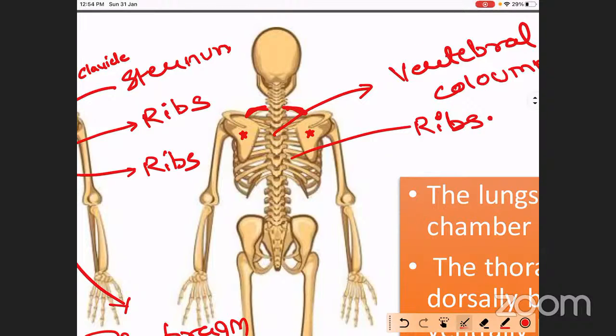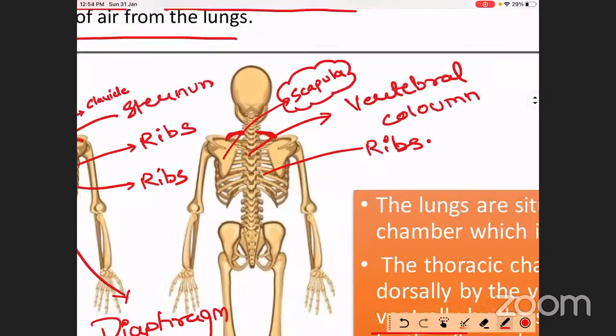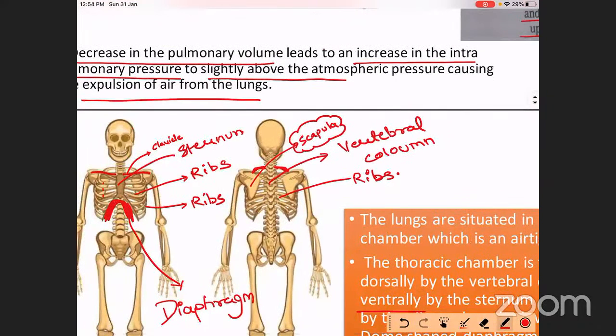Okay, let me tell you. First of all, you have to remember these bones are called the scapula. Now we are asking why the scapulae, on both sides, are not included in the thoracic chamber. Why are they not included as walls of the thoracic chamber? That is a simple answer.